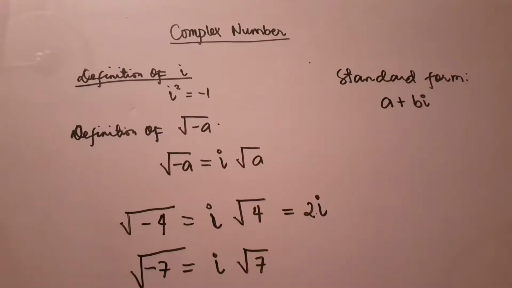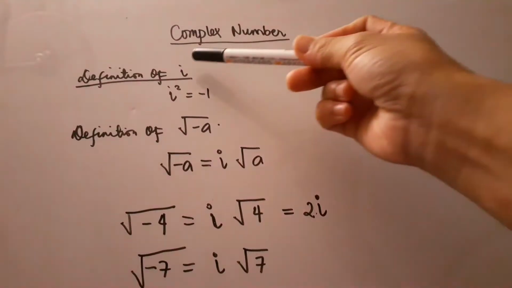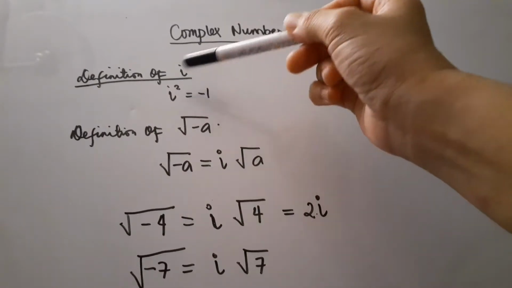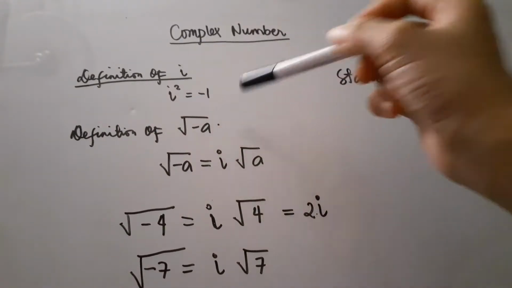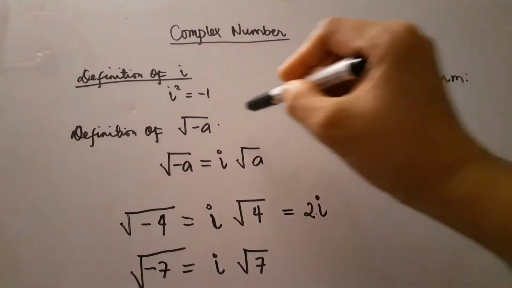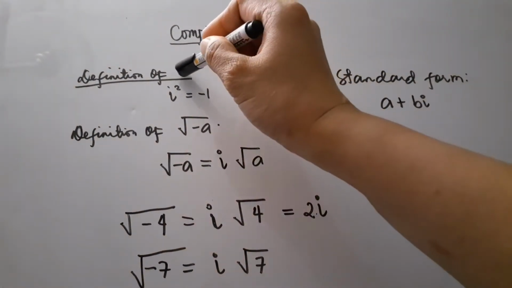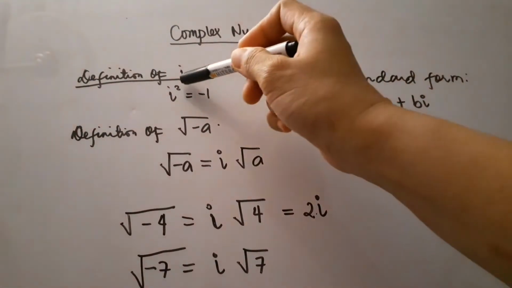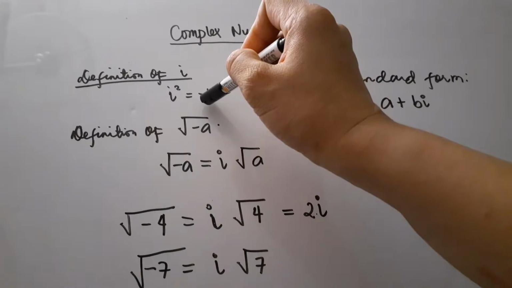Hello everyone, our lesson for today is all about complex numbers. When we study complex numbers, there is no real number whose square is a negative number. For example, in the definition of i, it is an imaginary number. The letter i was chosen to represent an imaginary number whose square is negative 1. So we have i squared is equal to negative 1.